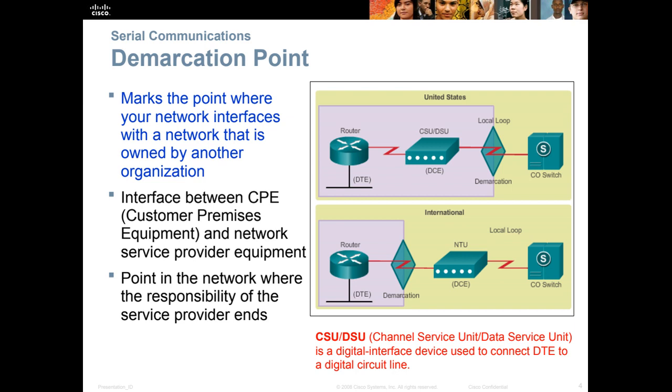So demarcation marks the point where your network interfaces with a network that is owned by another organization. It is the interface between the CPE, customer premises equipment, and the network service provider equipment. It is the point in the network where the responsibility of the service provider ends. If you call the telecom and tell them you have a failure, they will tell you no, we are done, we are up to the demarcation. Beyond this you have to go through a paid service or a third party.